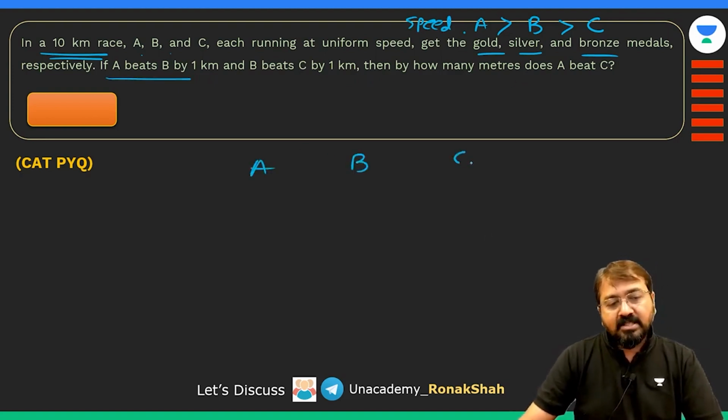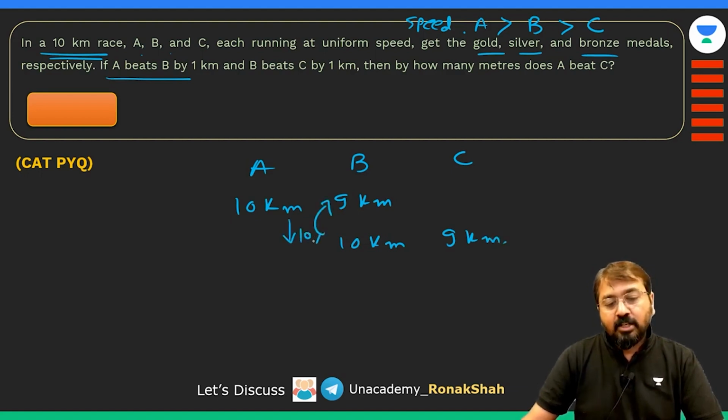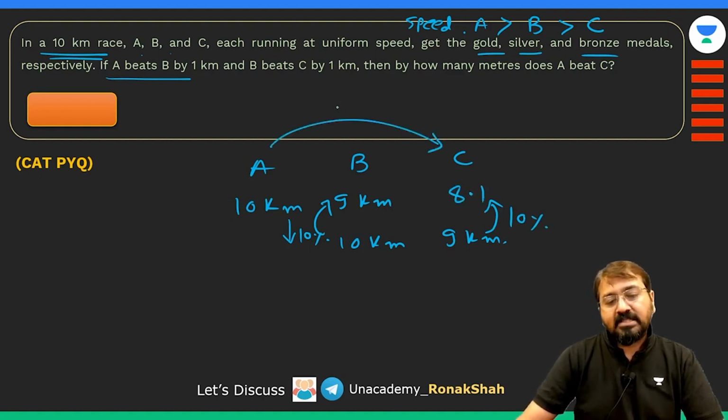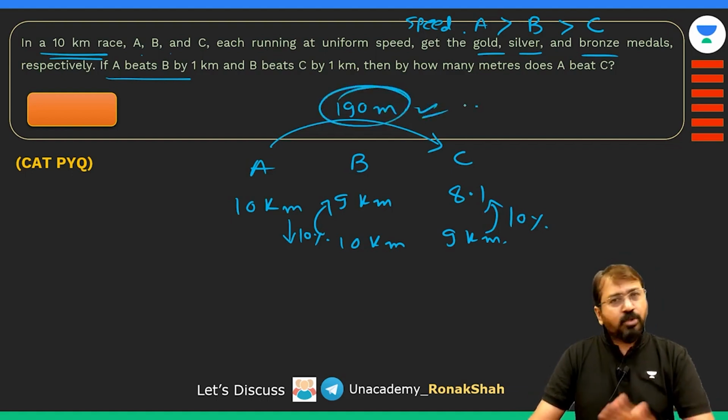A, B, C, 10-kilometer race. So when A runs 10 kilometer, B will be running 9 kilometer. When B runs 10 kilometer, C will be running 9 kilometer. Once again, we'll reduce by 10% this side, so we'll reduce this one also by 10%. So it will become 8.1. So A will beat C by 190 meters. That's our answer.